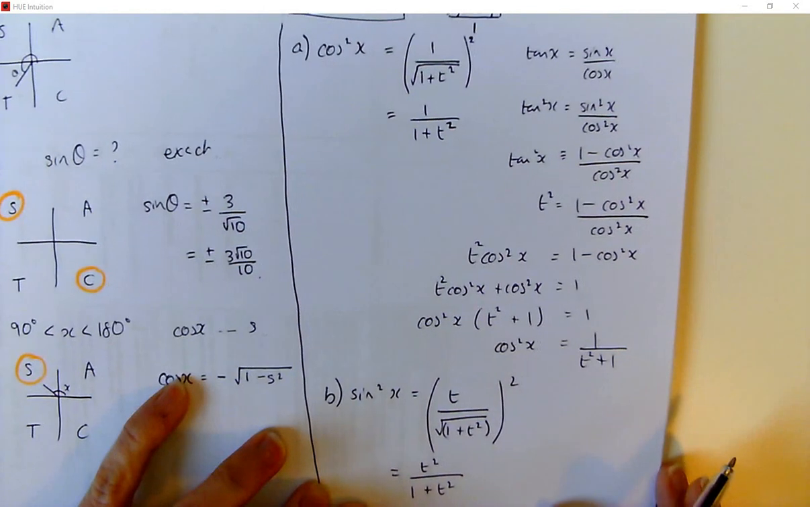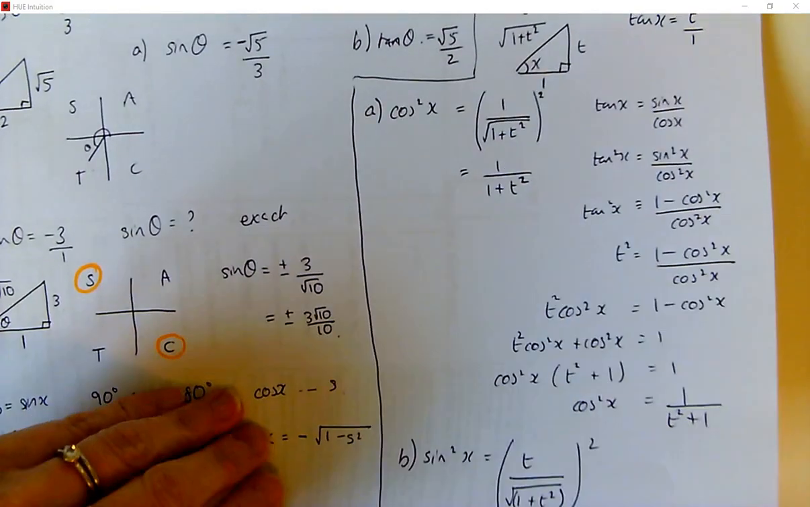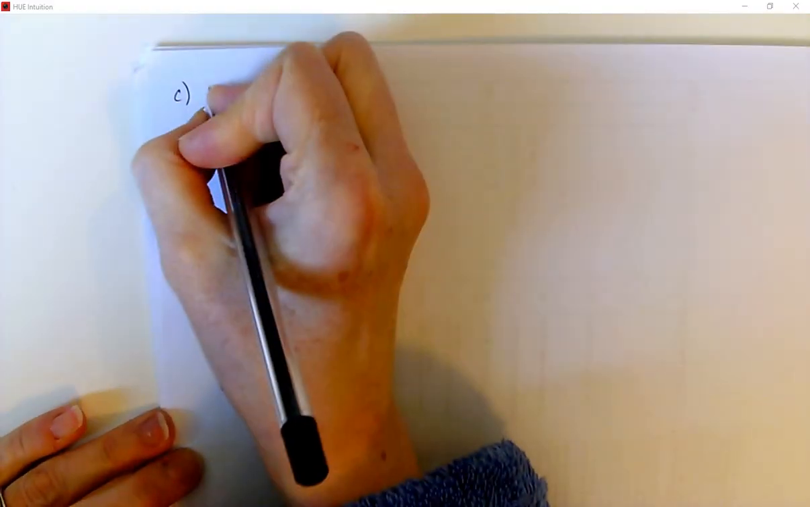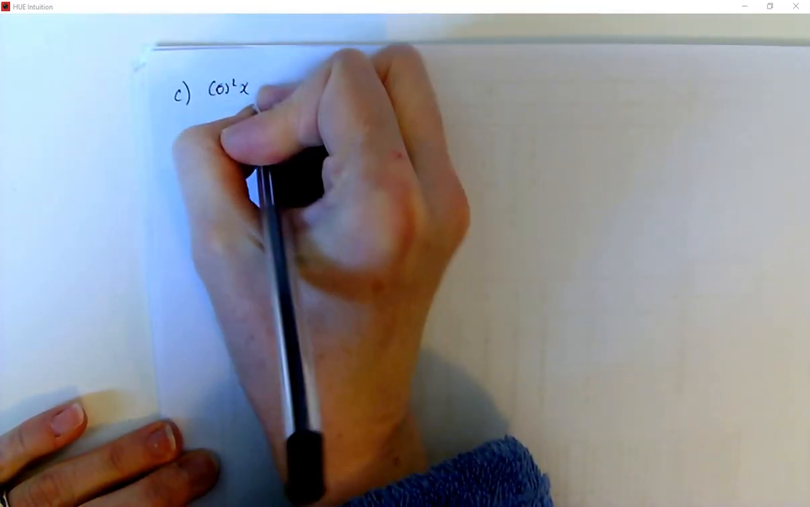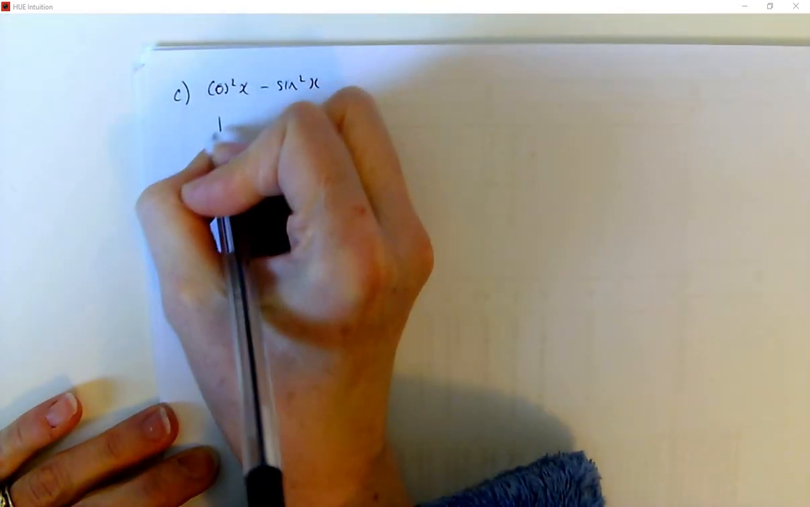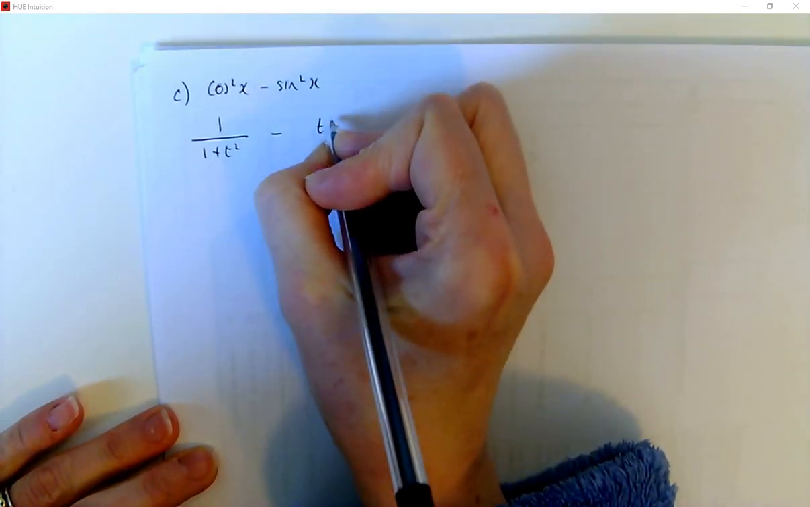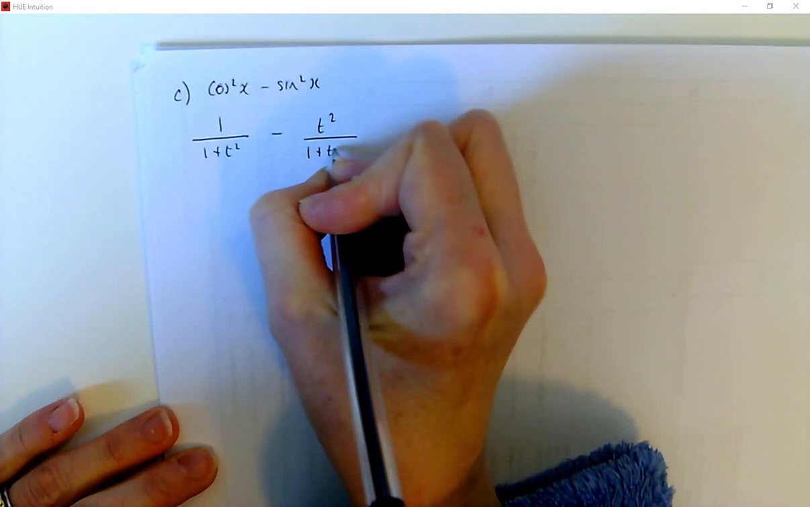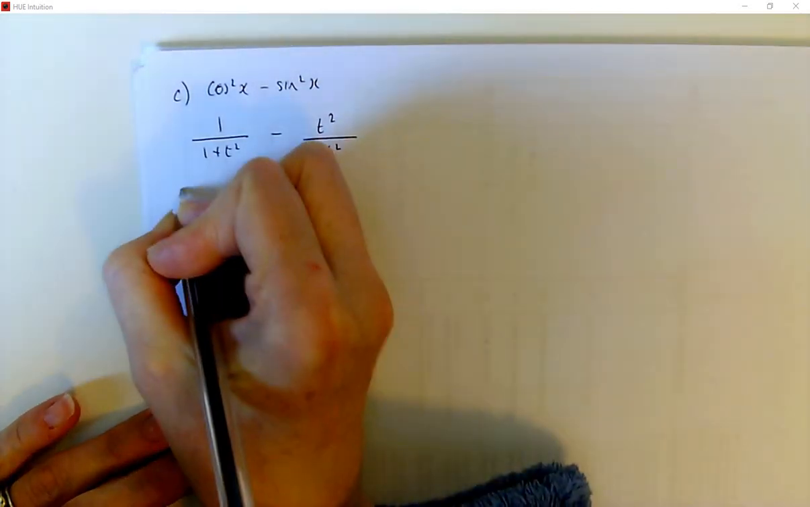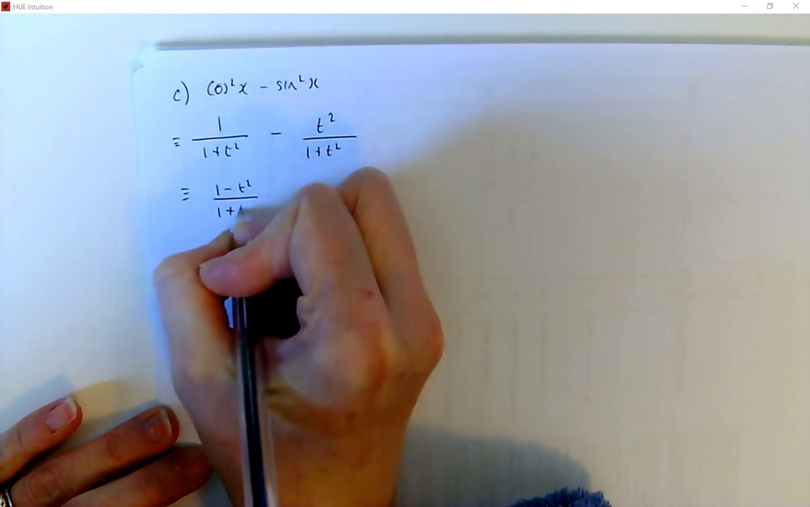So then that means if we are doing part C, we've got to express cos squared x minus sine squared x in terms of t. Well, we know that cos squared x was 1 over 1 plus t squared, and sine squared x was t squared over 1 plus t squared. Then we know that this is just going to be 1 minus t squared over 1 plus t squared.